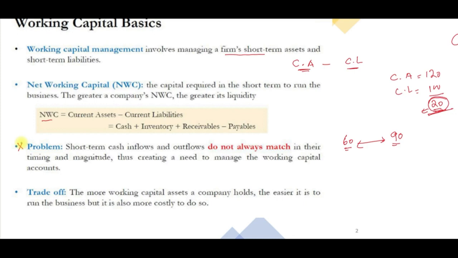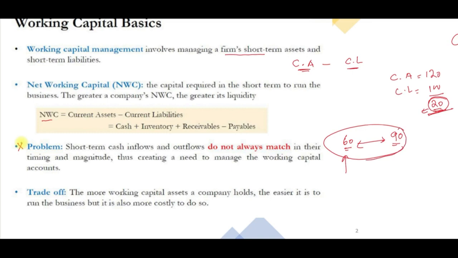So if you see this line, it says that short-term cash inflows and outflows do not always match in their magnitude and time. So time could be different, magnitude could also be different. We have borrowed more and maybe our sale was not higher, so it could be the magnitude, thus creating a need to change the working capital account. So of course that is why the company needs to balance this working capital.